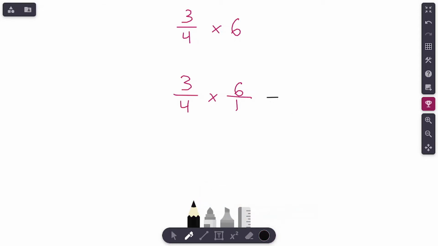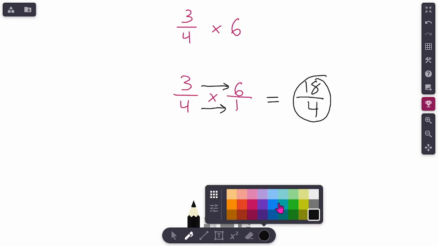What we've learned is to multiply fractions and whole numbers. What we're going to do here is we're going to multiply straight across. All right, multiply straight across. So multiply the numerators times the numerators. What is 3 times 6? 3 times 6 is 18. And multiply the denominators. 4 times 1 is 4. And there is your answer, 18 over 4.